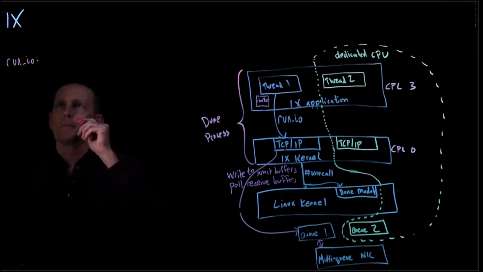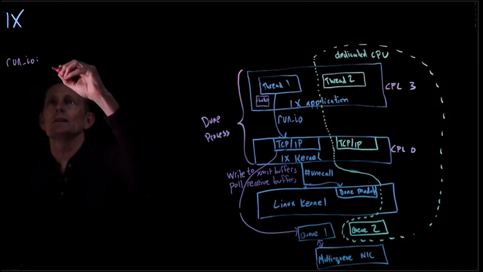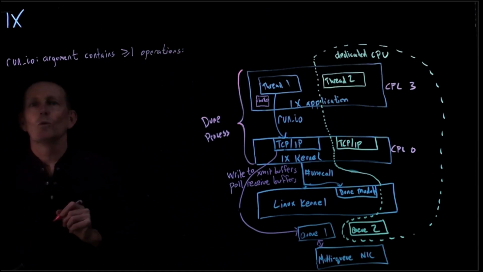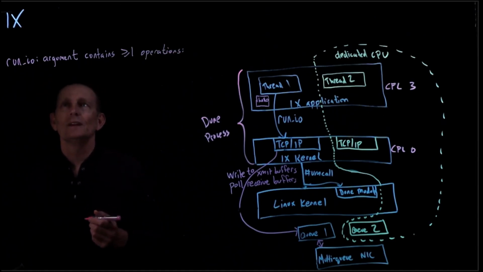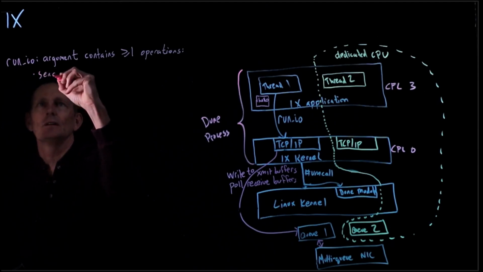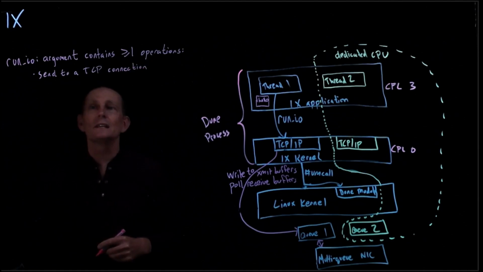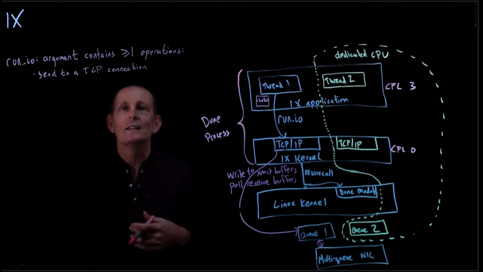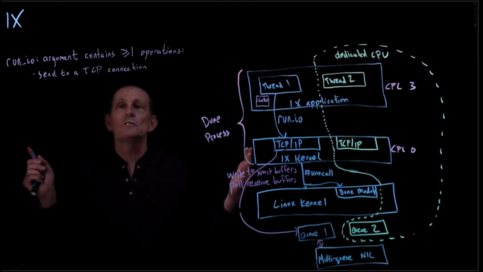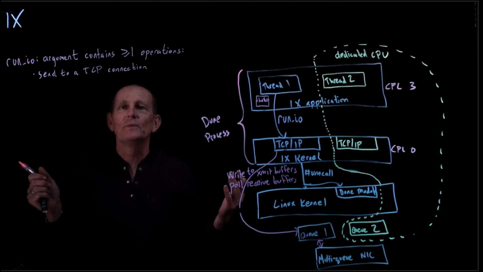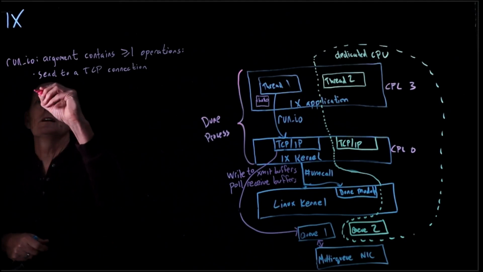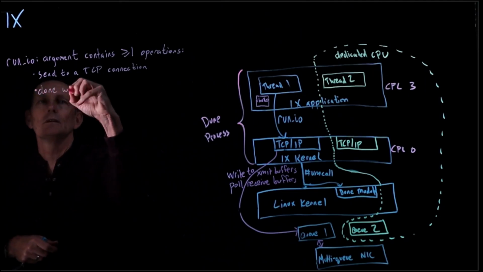So run IO. We're going to pass in an argument, and it's going to contain one or more operations. One of the operations we can provide is send to a TCP connection. So this would be an already established TCP connection, and we're saying send some data to it. We can do multiple of these. So we might have 100 or 1,000 TCP connections open, and we might send data to all of them in a single run IO.